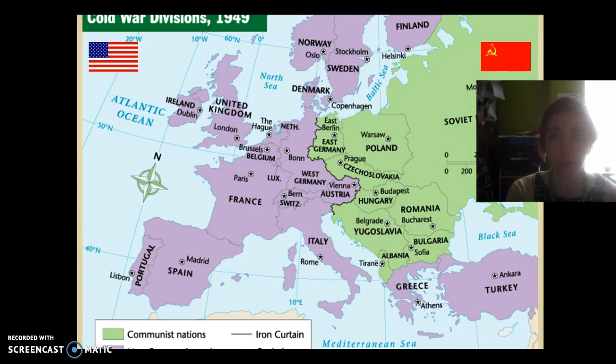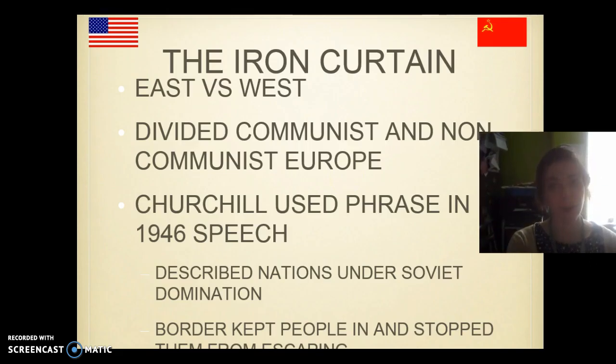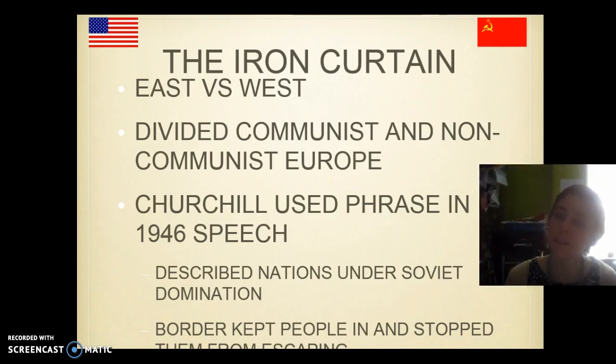All right, so that brings us to what we call the Iron Curtain. So you can see everybody in green over here is communist, and everybody over here is a democratic, non-communist nation. And so this line right here is what we call the Iron Curtain. What is the Iron Curtain, you ask? Thank you for asking that. It is East versus West Europe and Asia. So divided communist and non-communist Europe.